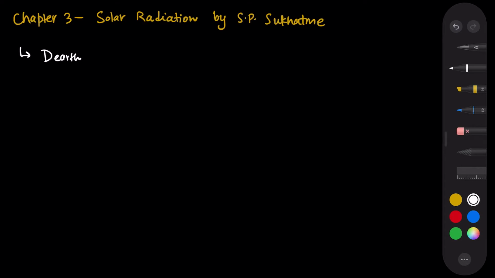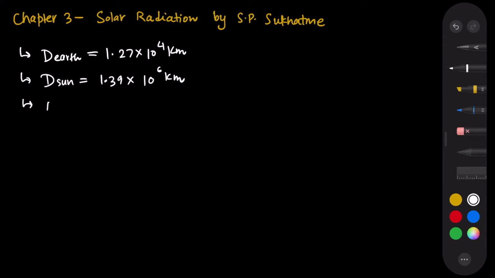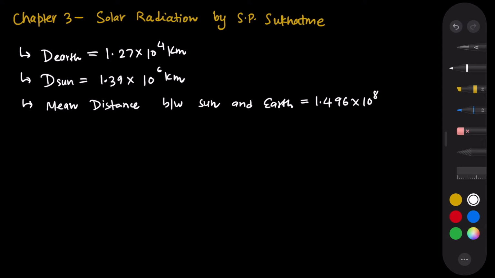So the diameter of the Earth is approximately equal to 1.27 into 10 to the power 4 kilometer. The diameter of Sun is approximately equal to 1.39 into 10 to the power 6 kilometer, and the mean distance between Sun and the Earth is approximately equal to 1.496 into 10 to the power 8 kilometer.